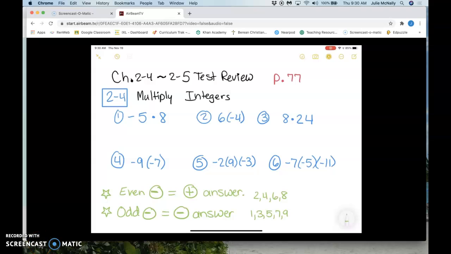Okay, so my camera stopped working, so we're just going to go with the screen today. And we're going to do chapter 2.4 to 2.5 test review. Your test is tomorrow. And 2.4 is on multiplying integers.